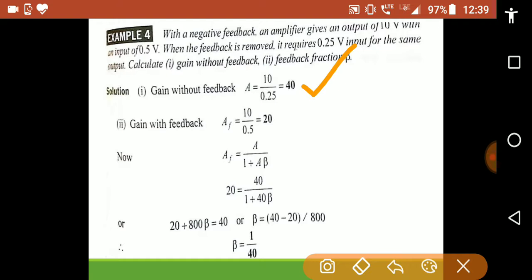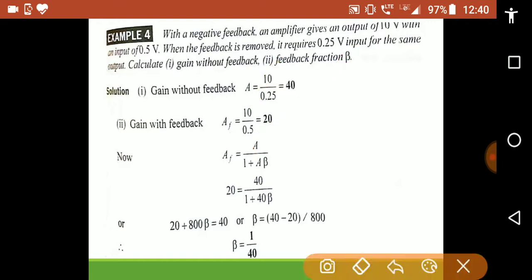So next, gain with feedback. We know that gain with feedback AF equal to VO by input. So here VO is 10 and input is 0.5 volt. So gain with feedback is equal to 10 divided by 0.5 equal to 20.